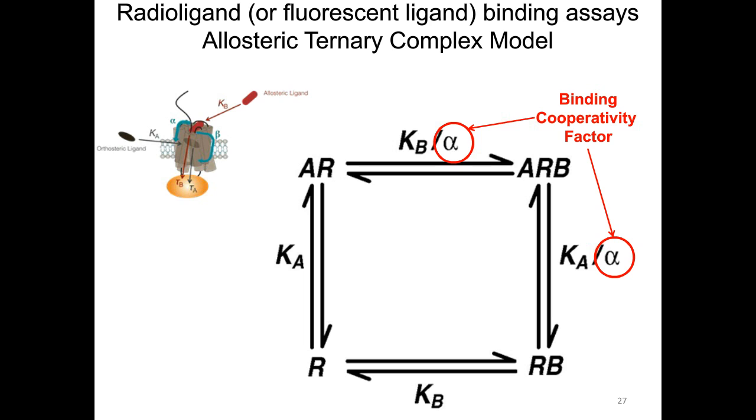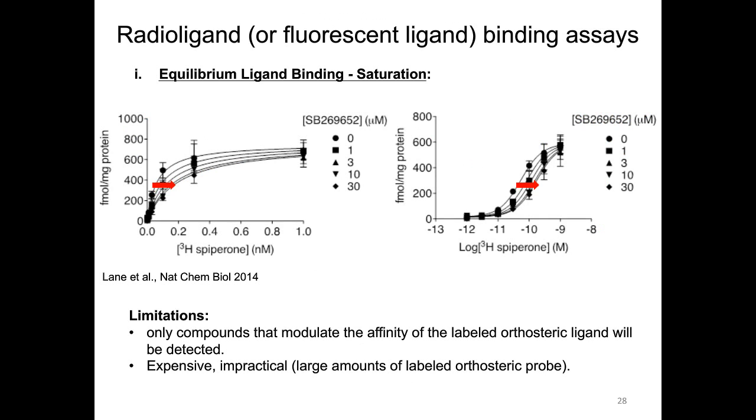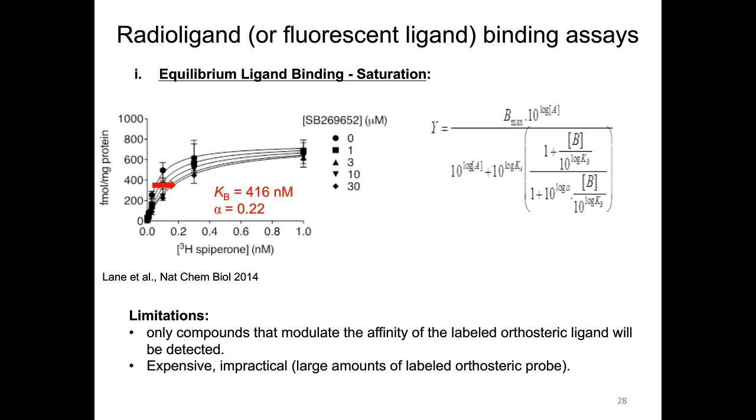Now this model can be applied to real data. And in this light, we have the effect of a negative allosteric modulator on the binding of the orthosteric antagonist tritiated spiperone at the dopamine D2 receptor. These data can be fed to a ternary complex model to define the affinity of this allosteric modulator for the D2 receptor of about 400 nanomolar and an alpha value of 0.2. Which means that this modulator has a maximal effect of decreasing spiperone affinity by 5-fold.